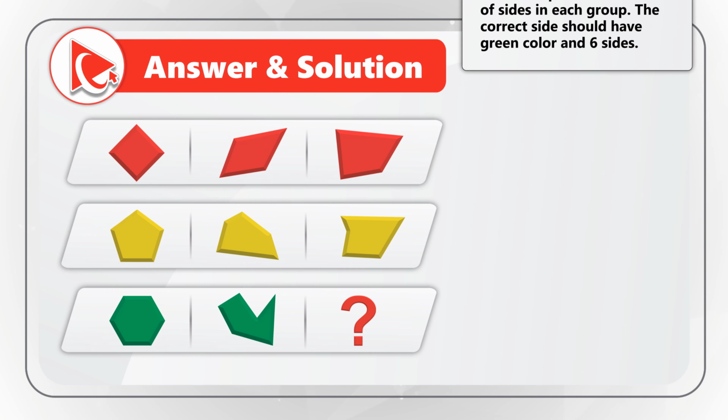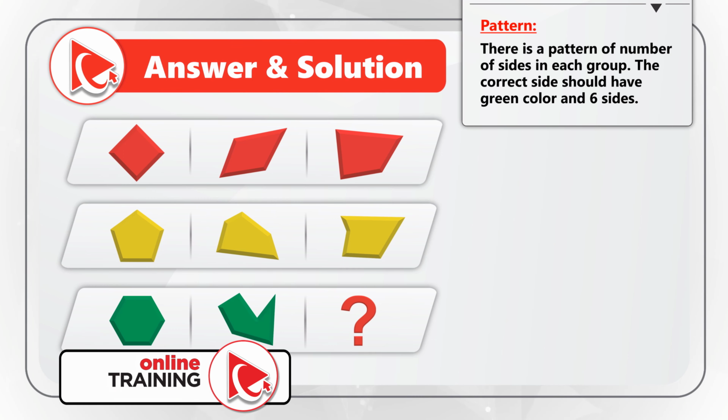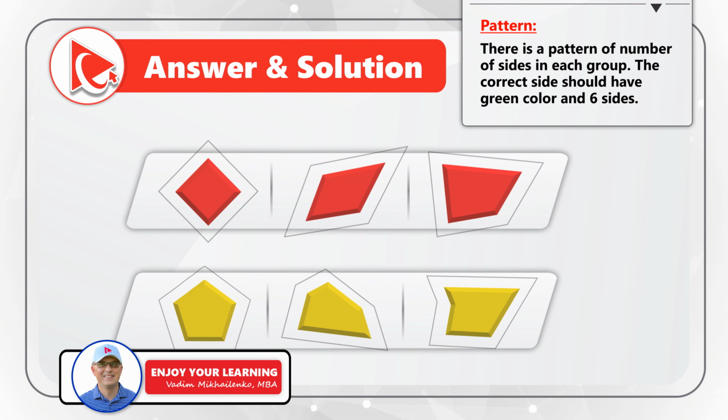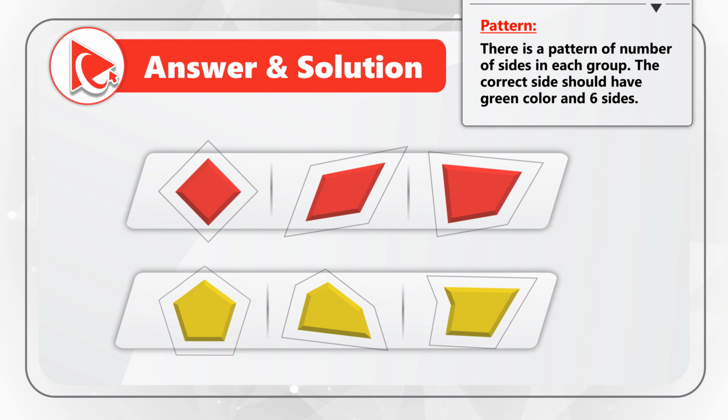But this helps us to detect the pattern in the complete groups. If you look closely, you will see that the objects in the red group and in the yellow group all have the same number of sides. For example, all 3 objects in the red group have 4 sides.